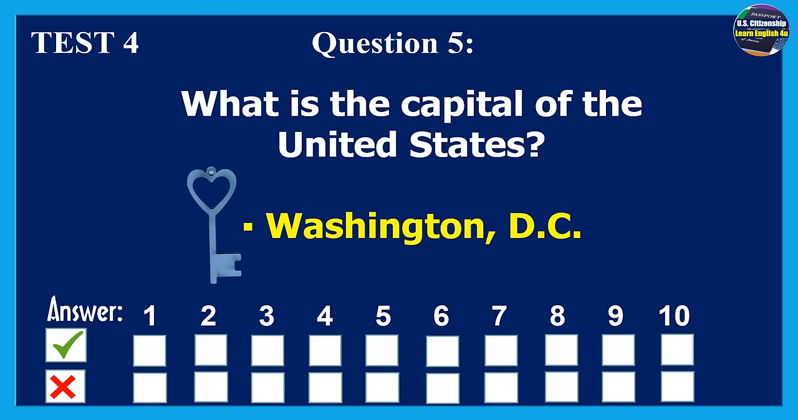Name one of the two longest rivers in the United States. Mississippi River. When is the last day you can send in federal income tax forms? April 15th. The Federalist Papers supported the passage of the U.S. Constitution. Name one of the writers. John Jay.